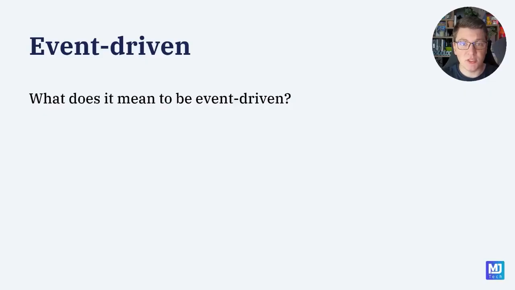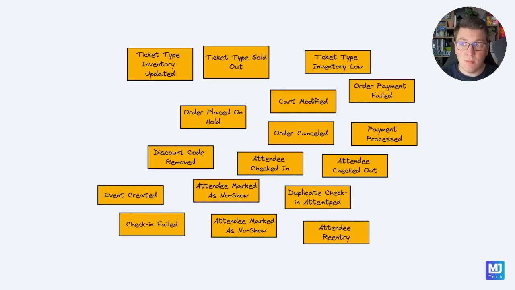The next question that we should consider is, what does it mean to be event-driven? When we say event-driven, we are mainly concerned with business events. Let me give you a few examples of that. Here are a bunch of examples of relevant business events inside of an event management system. For example, we have order cancelled, order placed on hold, discount code removed, attendee checked in, attendee checked out, attendee re-entry, event created, ticket type inventory updated, ticket type sold out, and a few other examples.